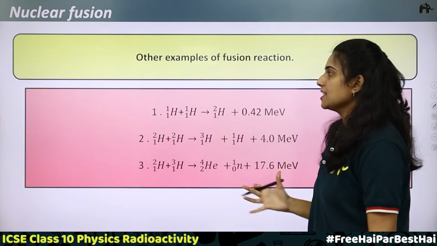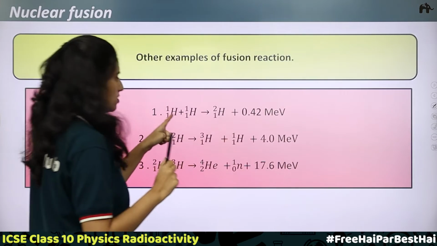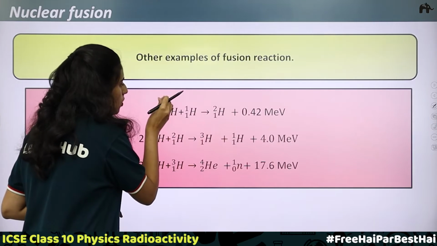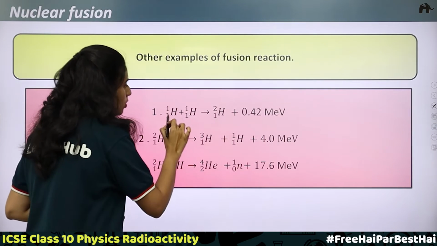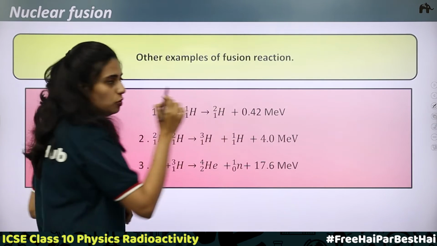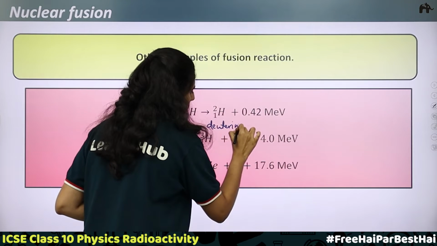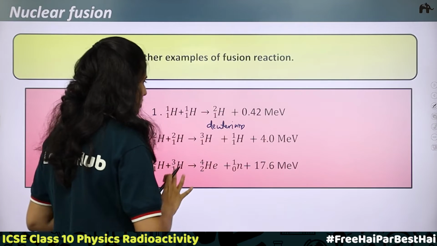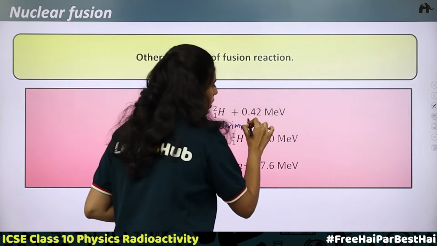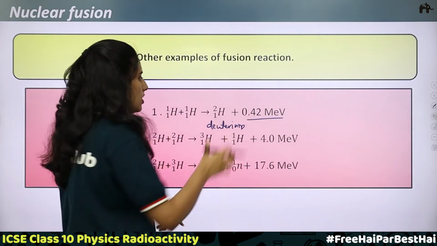Let us take a few other examples of fusion reactions. First one: here we are taking 2 protons. H11 is a proton, hydrogen 1,1. Here we have 1 proton and 0 neutrons. 2 such protons are taken. They are combined, forming H12. What is H12? H12 is deuterium. During this, no neutron is released because we don't have any neutrons here, and the energy released is equal to 0.42 MeV. Comparatively, it is a small energy. Okay, this energy is released.